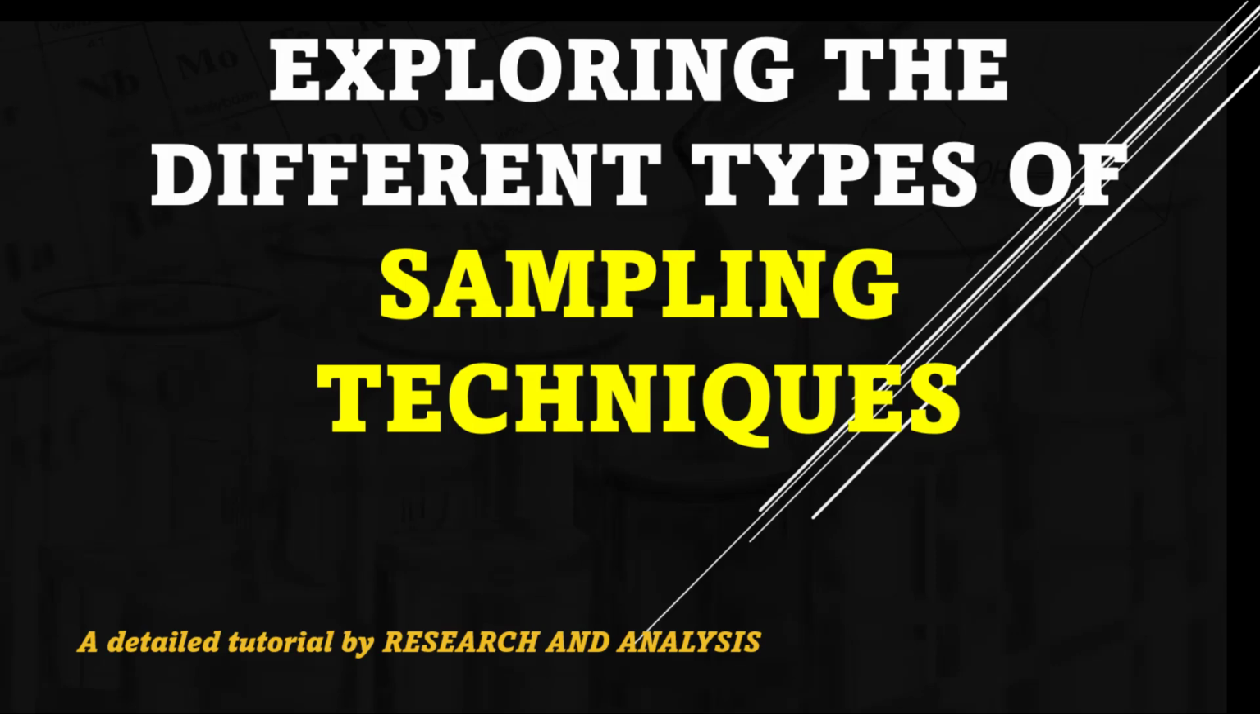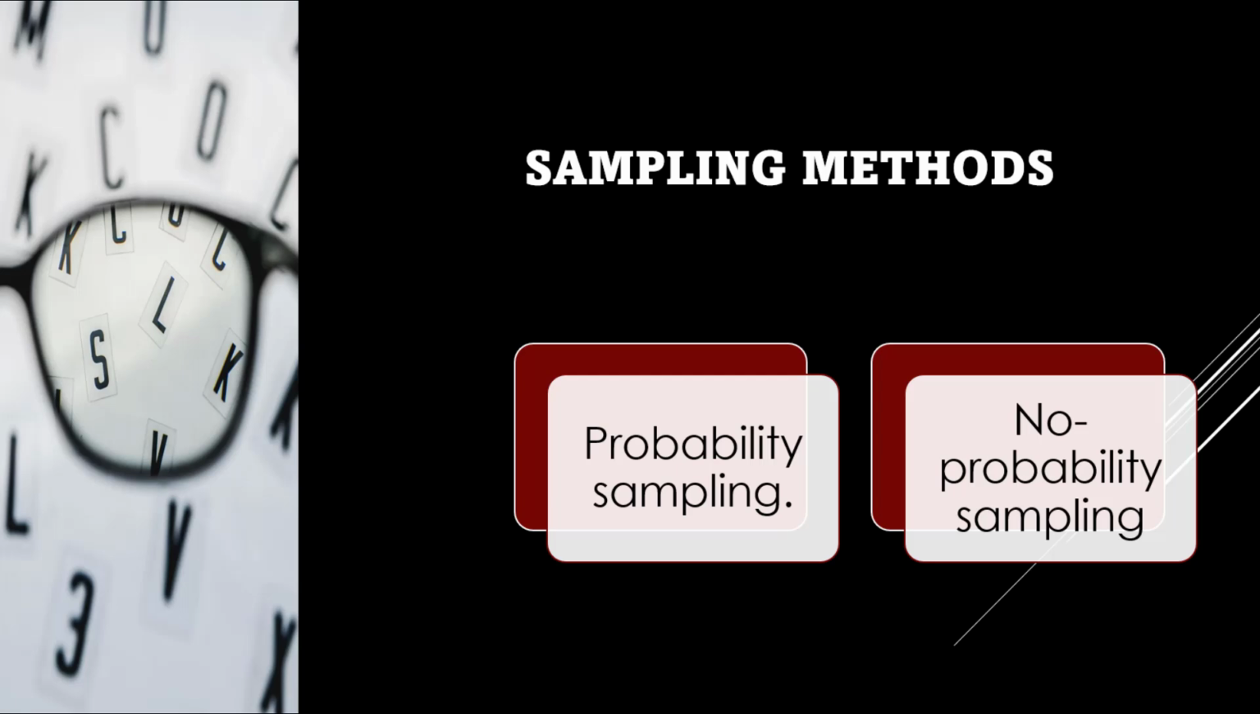Also, there are different sampling techniques that may be appropriate for different types of research or data. So it is important to know when to use each of these sampling techniques. Mainly, there are two main sampling methods: probability sampling and non-probability sampling. Probability sampling refers to sampling methods in which every member of the population has a known and non-zero chance of being selected for the sample.